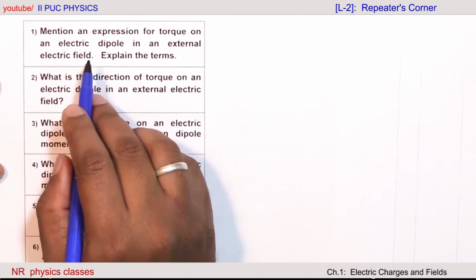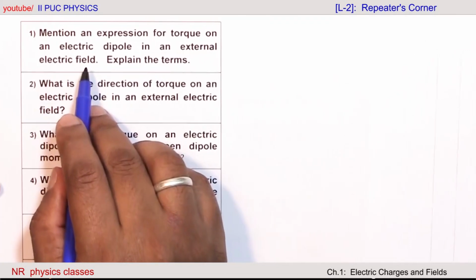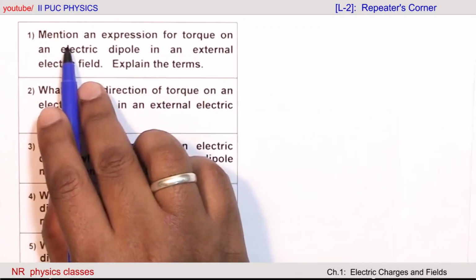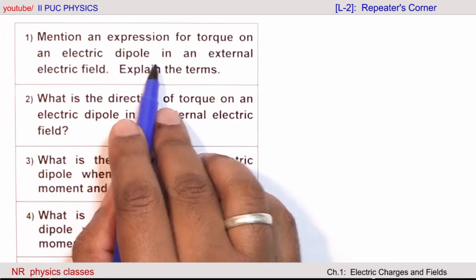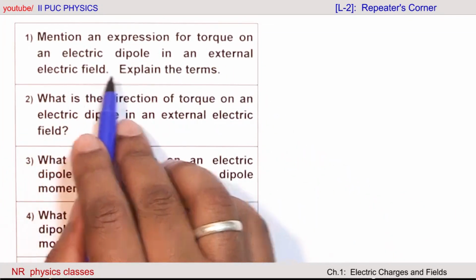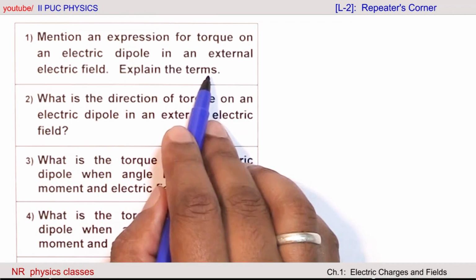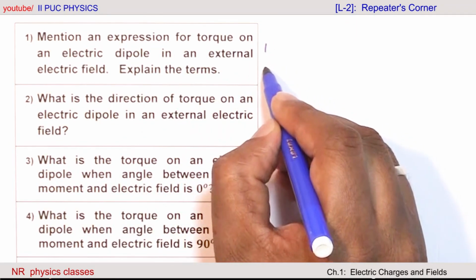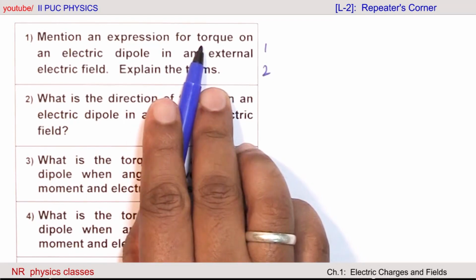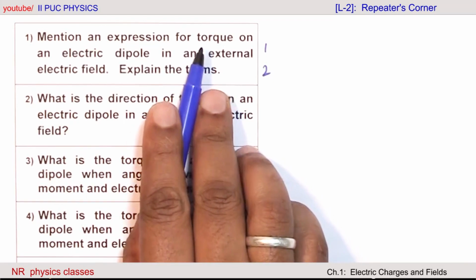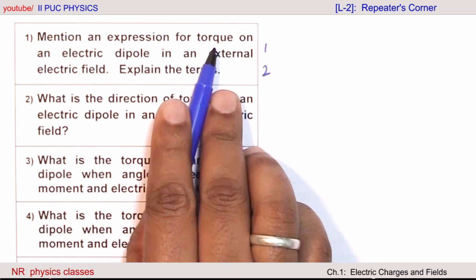Probable questions from this topic. Mention an expression for torque on an electric dipole in an external electric field. Explain the terms. This can be asked for 1 mark or 2 marks. You have to explain the terms. Expression for torque: P cross E or P E sin theta n cap.